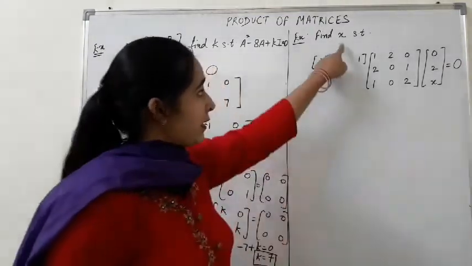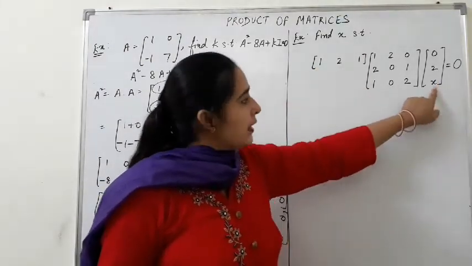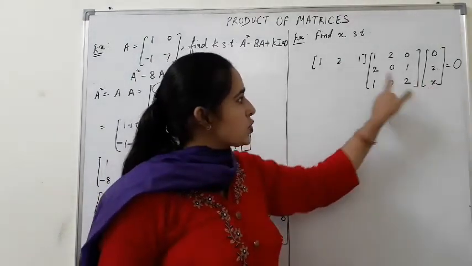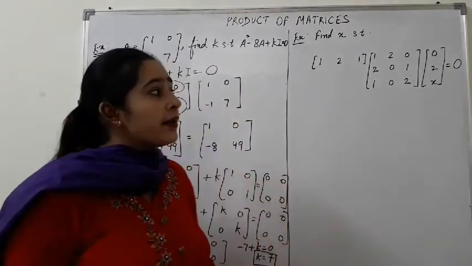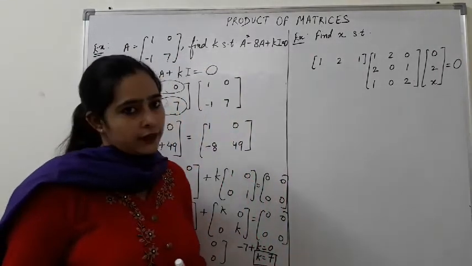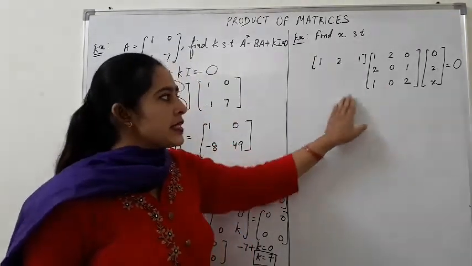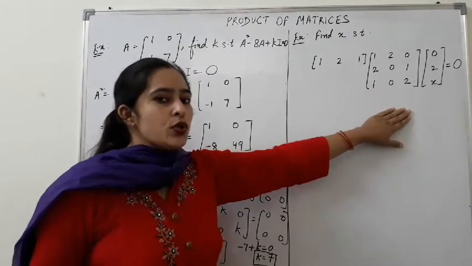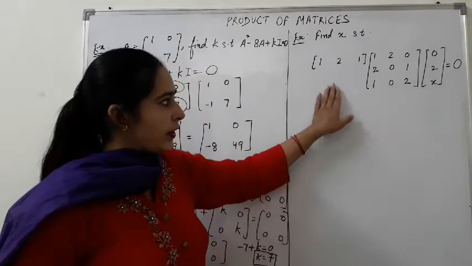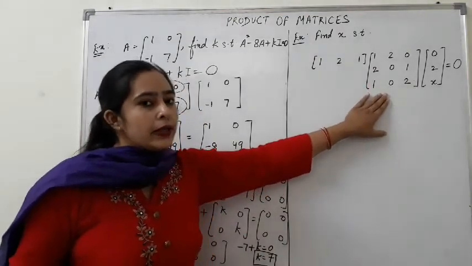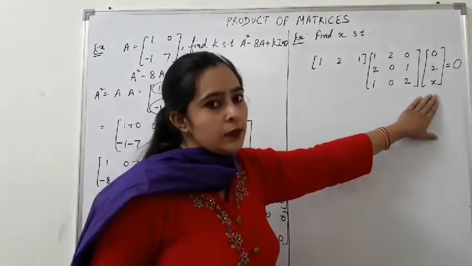We are to find x. X is an entry of this matrix, and we are given three matrices which are in product here, and this is equal to the 0 matrix, that is the null matrix, and we want to find the value of x. We have to simply find the product of these three matrices and put it equal to the 0 matrix to find the value of x. So firstly we shall find the product of two matrices and then multiply the result of multiplication of two matrices with the third matrix.